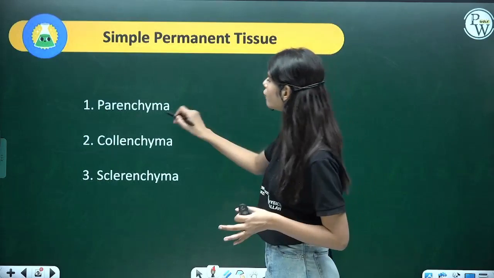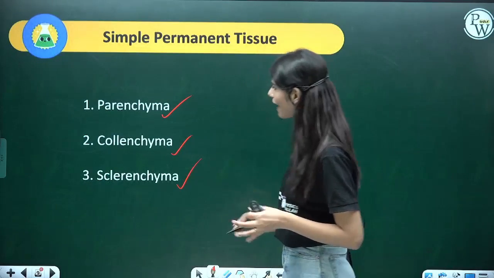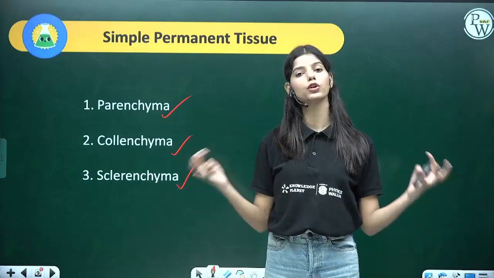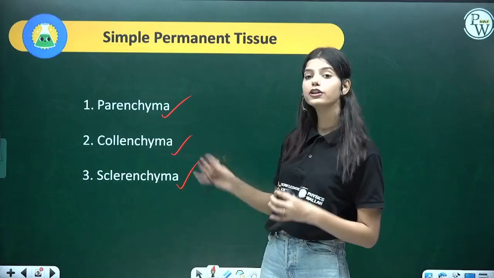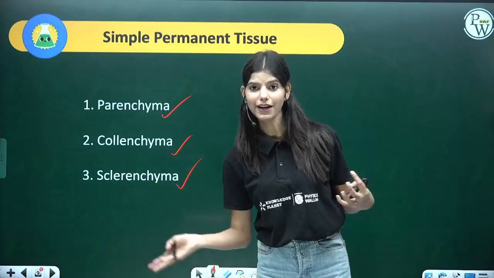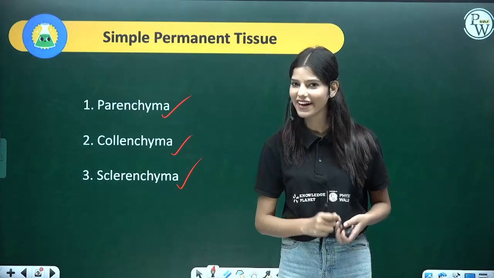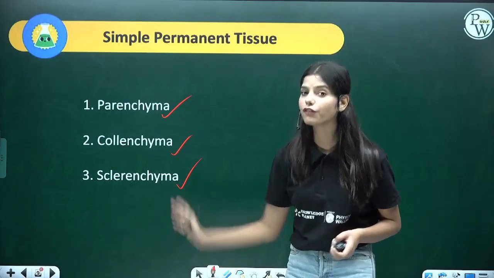So we have parenchyma, collenchyma, sclerenchyma. In general, you need to understand parenchyma is there for the storage of food, collenchyma is there to provide flexibility to the plant parts, and sclerenchyma is there to provide support to the plant parts. Now let's talk about each of them in detail.